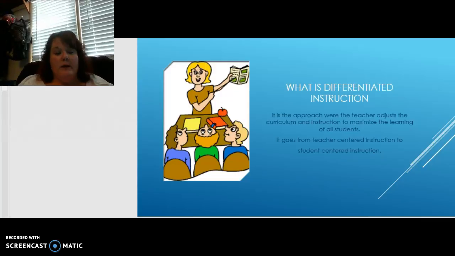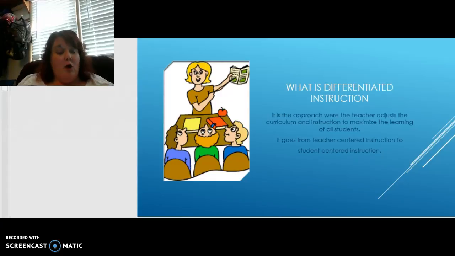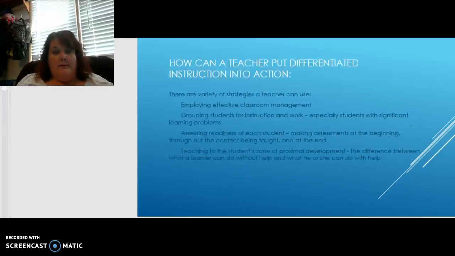What is differentiated instruction? It is the approach where the teacher adjusts the curriculum and instruction to maximize the learning of all the students. It goes from teacher-centered instruction to student-centered instruction. This is because not every student can learn the same way, and not every student is on the same level. There are lower or low, middle, and higher or high levels of where they are in readiness of their grade level.